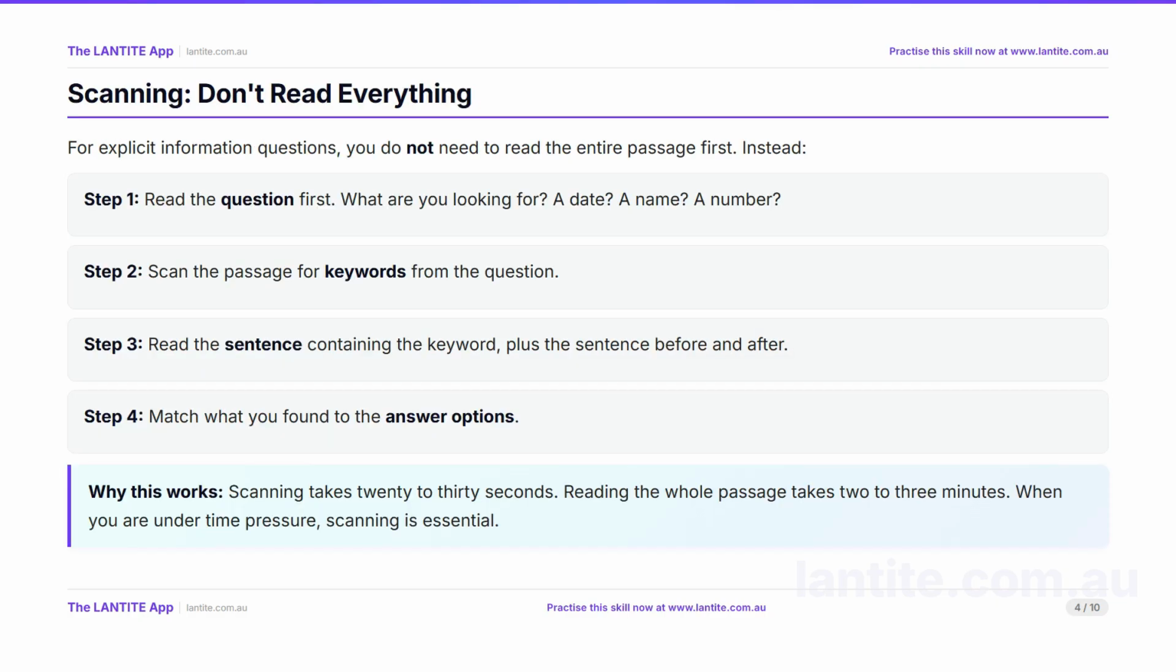Here is a practical technique that will save you a lot of time. For explicit information questions, do not read the entire passage first. Instead, follow these 4 steps. First, read the question and identify exactly what it is asking for. Is it a date? A name? A number? Second, scan the passage for keywords from the question. Let your eyes move quickly across the text without reading every word. Third, once you find the keyword, read the sentence it appears in, plus the sentence before and after for context. Fourth, match what you found to the answer options. This process takes about 20 to 30 seconds instead of 2 to 3 minutes of reading the whole thing.